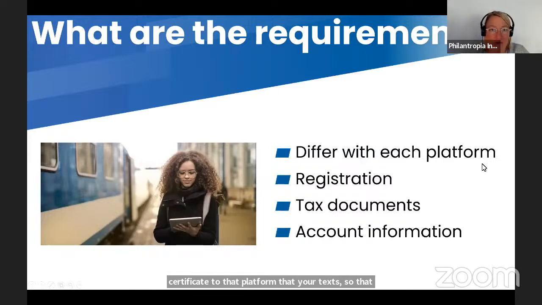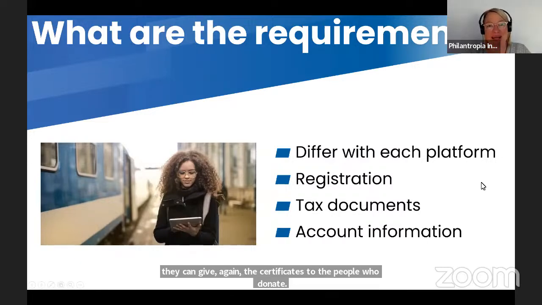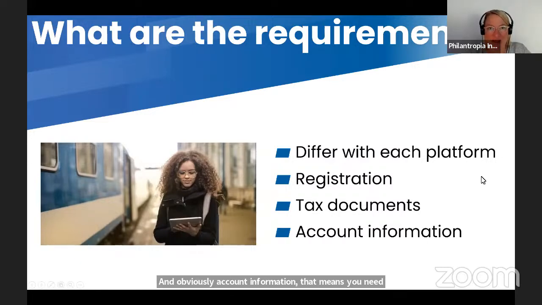And obviously account information. That means you need an account, and you need an account that they can work with. Sometimes, yeah, they don't work with all banks. They don't work with all kinds of accounts. So you really have to make sure if that is a good fit, and if you can work with them, and if you can receive the money, because there's nothing worse than having a great campaign, collecting a lot of money, and then not being able to cash in that check to receive the money, which has happened to us before if we didn't check properly. So really be careful about those things. And then choose wisely which platform you want to use.